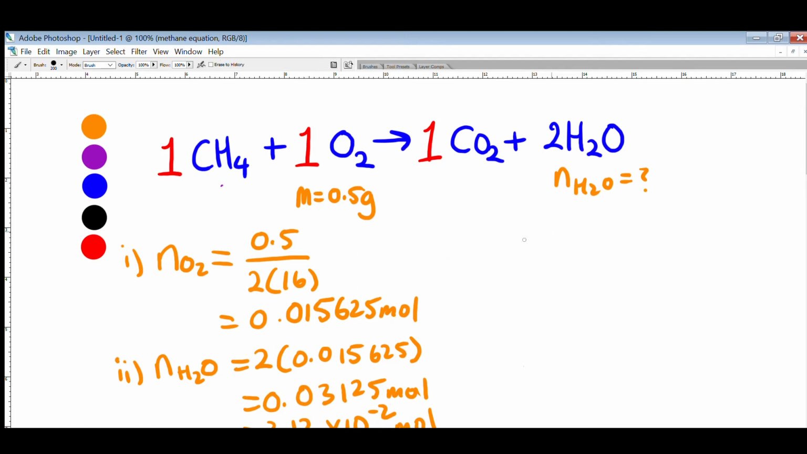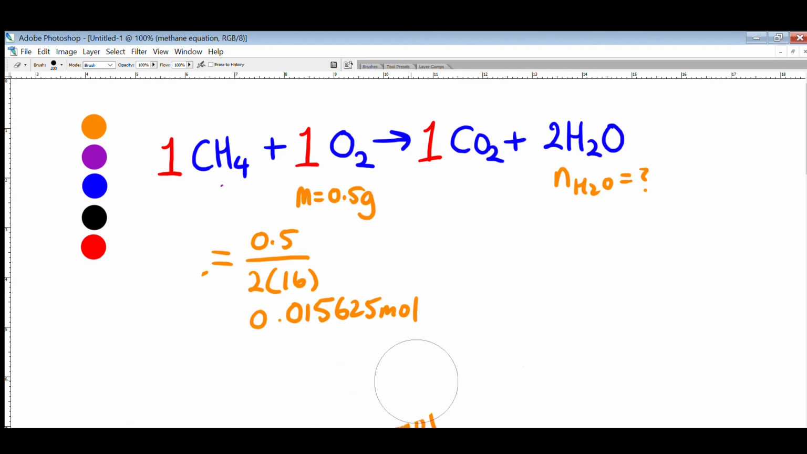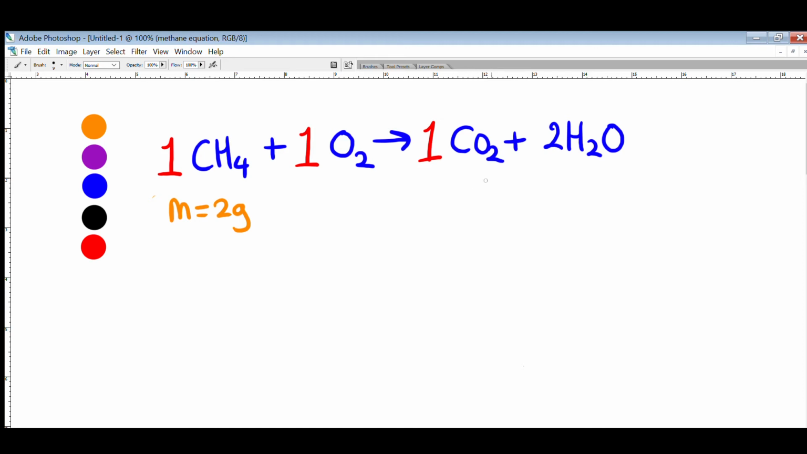Okay, so let's take it one step further. So I'm just going to erase this once again. So let's look at a harder example. What happens if we get given the mass of methane to be 2 grams, and we want to find the mass of water produced? So once again, step 1 is you need to find the moles, because you can only use the moles to compare one chemical to the other chemical using the stoichiometric ratio. So let's have a look.